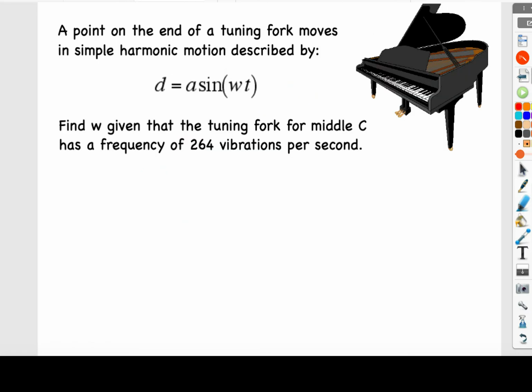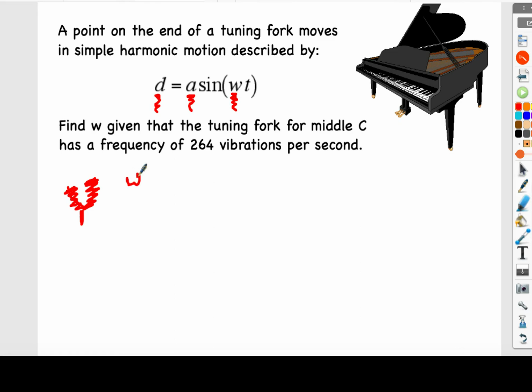Let's look at one more example real quick. A point at the end of a tuning fork moves in simple harmonic motion. If you're familiar with a tuning fork, it's going to wobble. When you hit it, it's going to be just shaking there. But that point at the end of the fork is going to go back and forth. Find W, given that a tuning fork for middle C has a frequency of 264 vibrations per second. So they're not asking us anything about A or D for that matter. What they're really asking us to do is find that W.